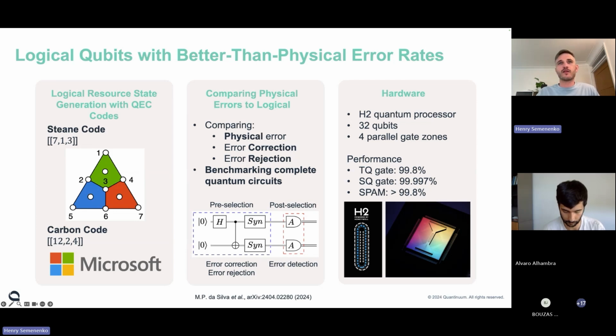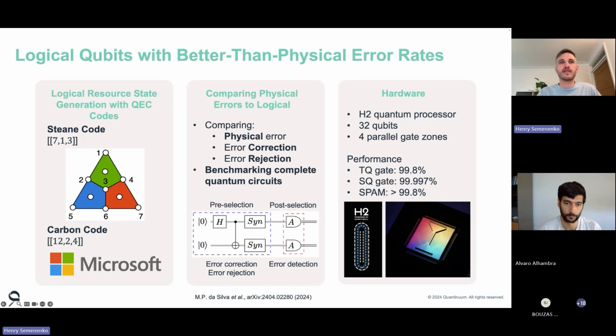And what we're going to be comparing this to is the physical error rate. So if we were to run the same operations in a physical system without any kind of error correction, what error would we expect? We're then going to do error correction and also introduce error rejection. This is looking at, as I mentioned in the carbon code, where there are weight 2 errors that we're able to reject.